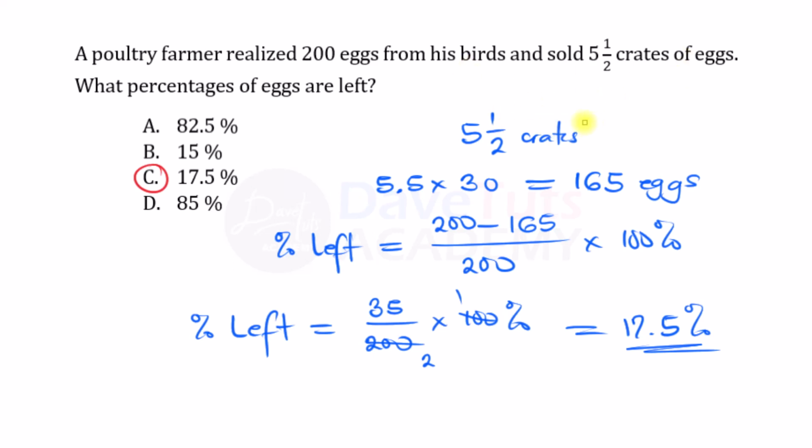We first need to understand that 1 crate of eggs is actually 30 eggs. So once we bring that into play here, you can see it's just a matter of plugging in the values, and our answers are out and we got our correct solution.